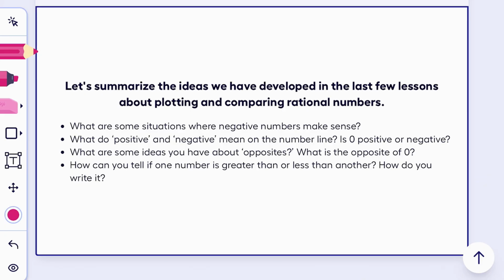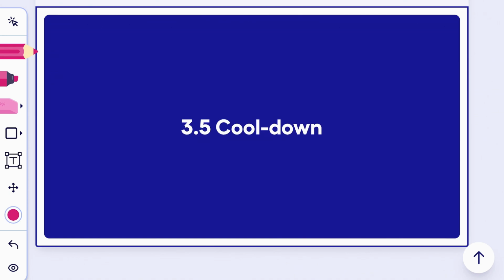How can you tell if one number is greater than or less than another? We'll know a number is greater if it's further to the right on the number line. So now is time to take your cool down.